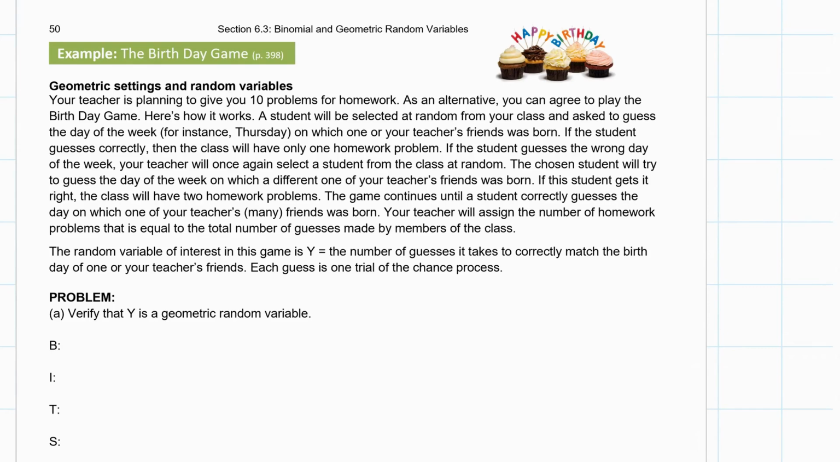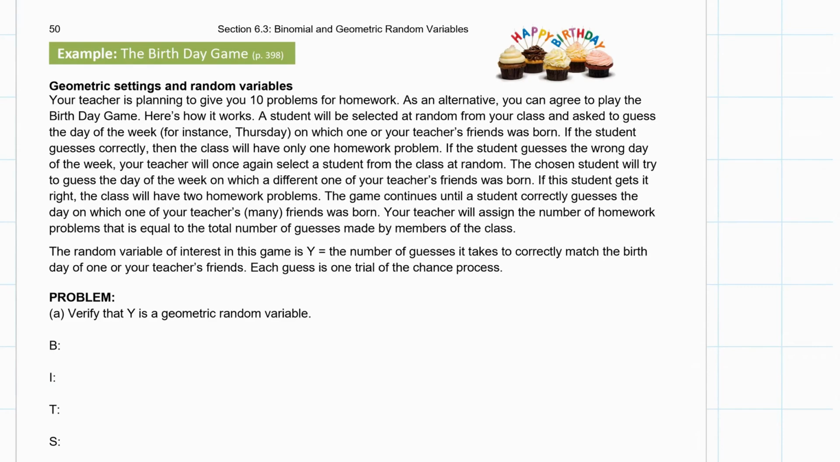If this student gets it right, the students will have two homework problems. The game continues until a student guesses the correct day of one of your teacher's many friends. Your teacher will assign the number of homework problems equal to the total number of guesses made by the members of the class. The random variable of interest in this game is called y, and it's the number of guesses until a correct match was made.